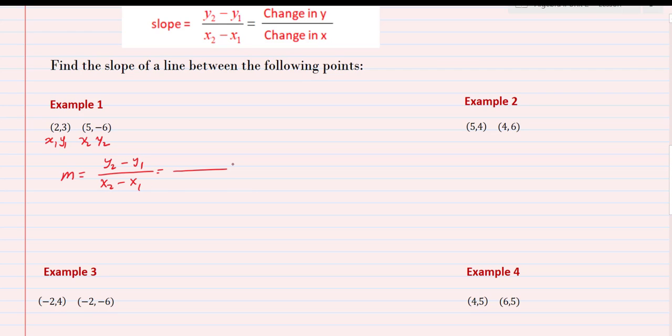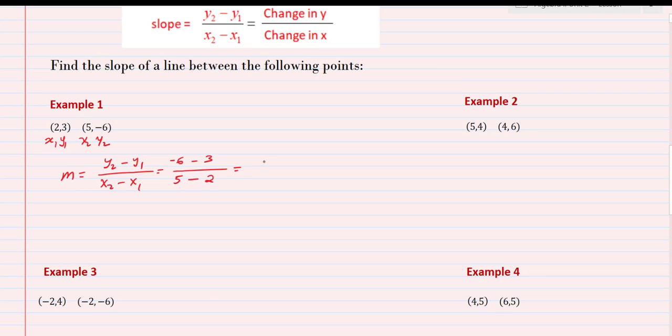Now let's plug it in. So we have y2 is -6, minus y1, which is 3, over x2, which is 5, minus x1, which is 2.